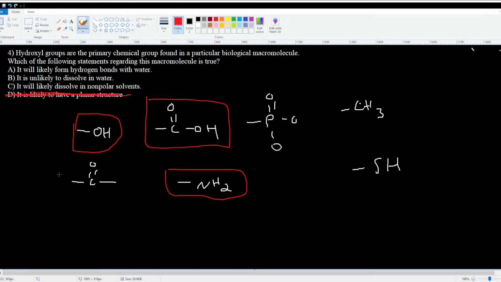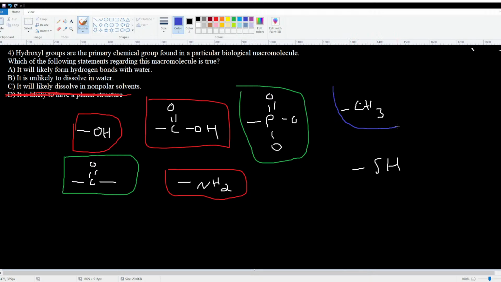So just looking at these, right, the most important ones are hydroxyl, carboxyl, amino. So these are the big three, and then sort of the lesser two: carbonyl, phosphate, and then we have the ones that are pretty uncommon. So it's going to be purple: methyl and sulfhydryl.